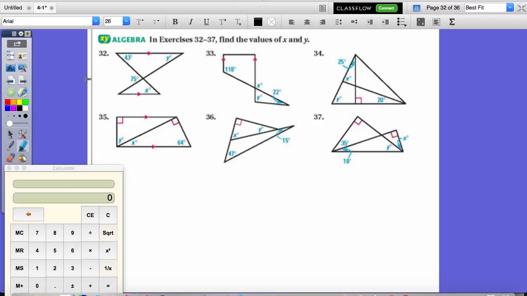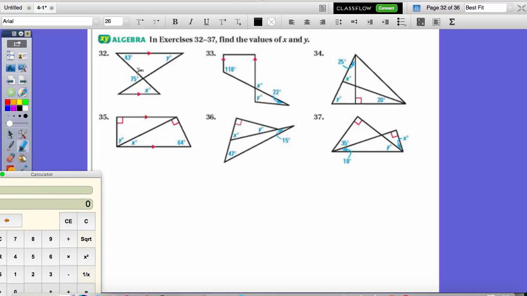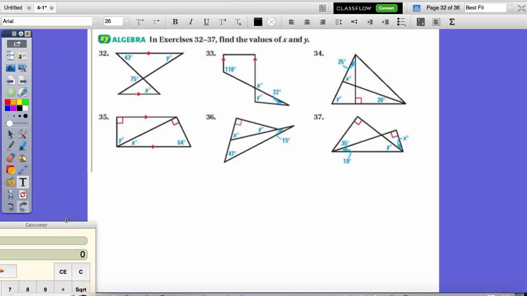Okay? And we'll do these. In exercises 32 through 37, find the value of x and y. Okay? So sometimes you have to find things that aren't what they're asking for in order to do these. So this angle here, that I'm not sure whether I need or not, but I'm going to do it right now, is going to be a linear pair to 75. So that's 105.